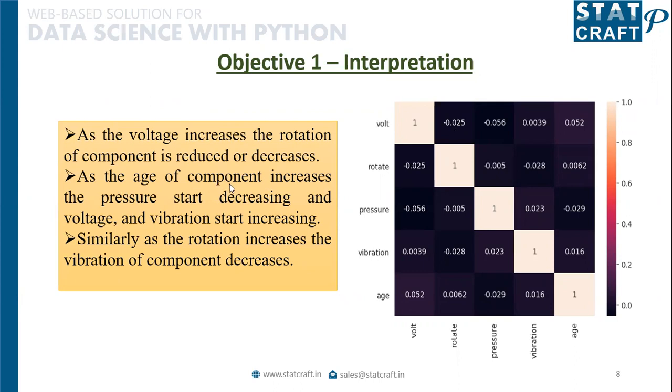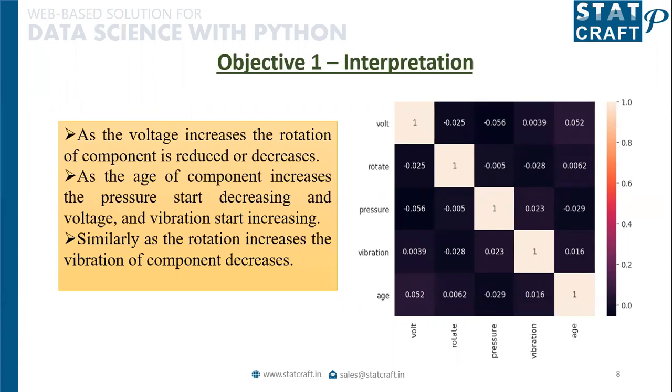As the age of the component increases, the pressure starts decreasing, which implies that as the machines become older, the pressure starts decreasing and the voltage and vibration start increasing. The third point here is, as the rotation increases, the vibration of the component decreases. This is because rotation and vibration share a negative relationship between each other.